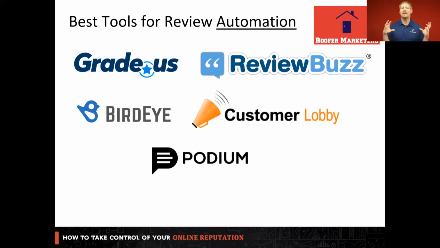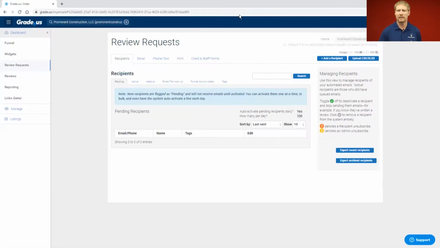So there's a ton of these out there, right? Find one that's best for you. Find one that has a good price point for you. Find one that has the features that you want, and that's the best thing to do there. So let's show you. We use Grade.us. We provide our clients with Grade.us. So I'll let Brian kind of walk through here.